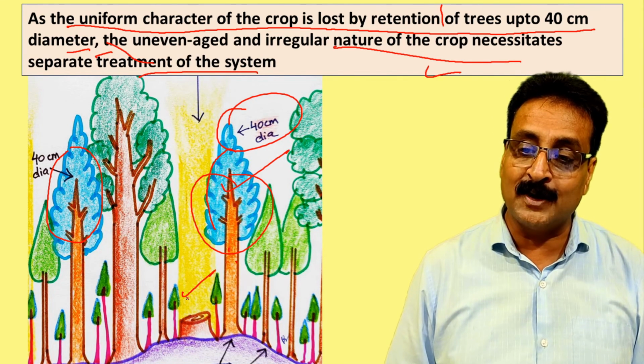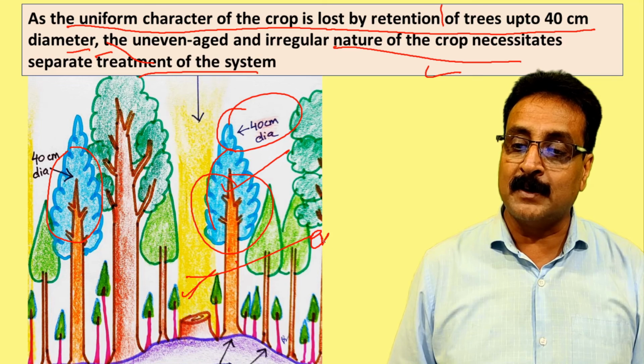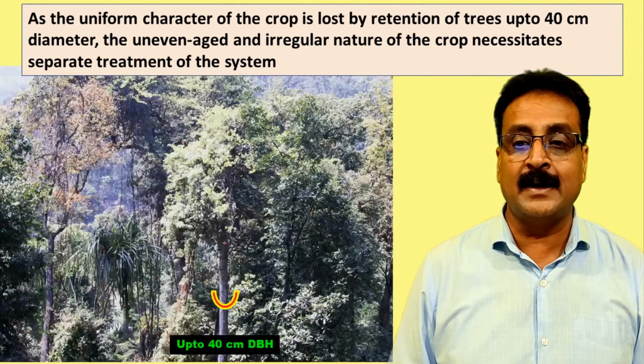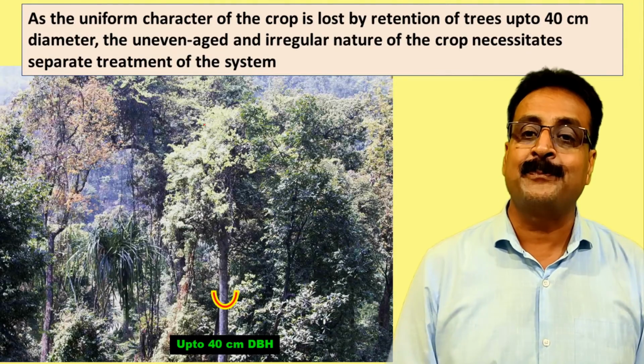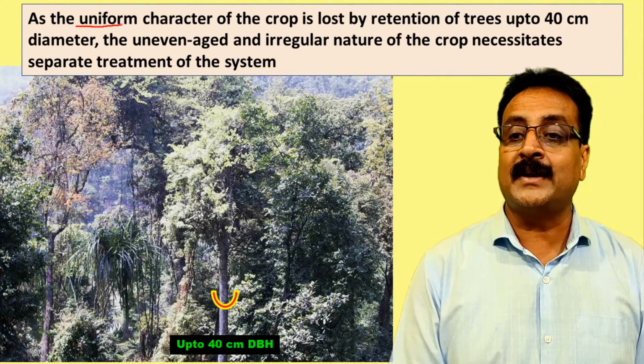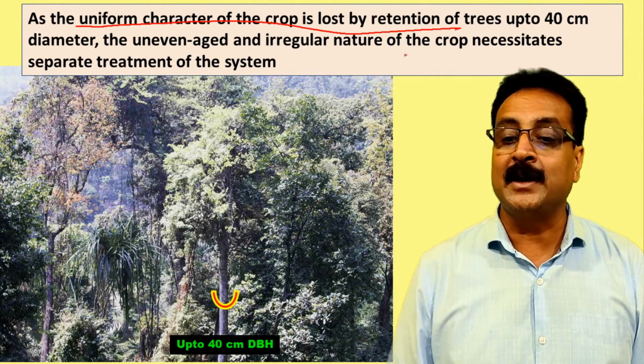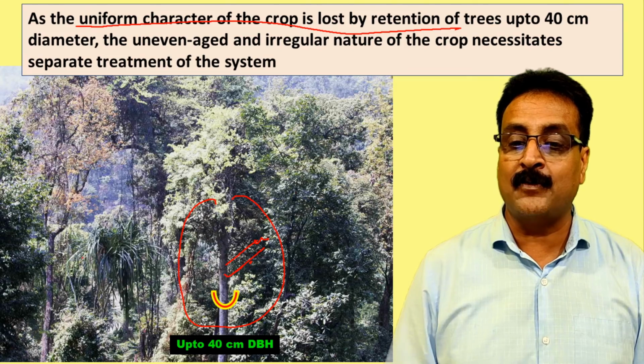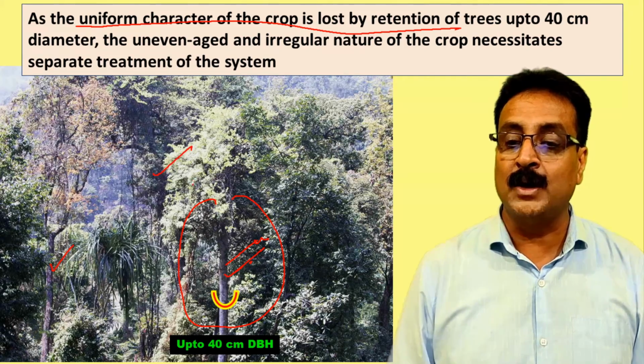Because what are we felling? We are felling only the exploitable, and those with 40 centimeter diameter, we are retaining. Why are we retaining this? As the uniform character is lost by retaining this 40 centimeter diameter, we can see this from far, this is 40 centimeter diameter. Such trees, when we retain, we don't cut down.